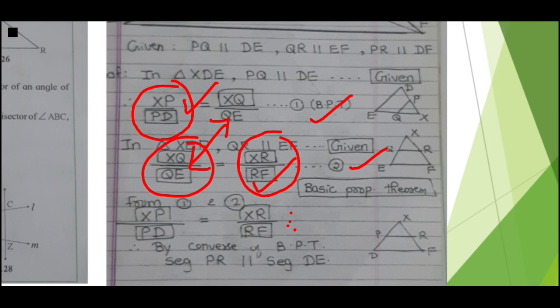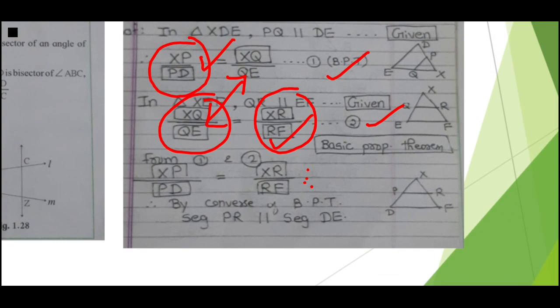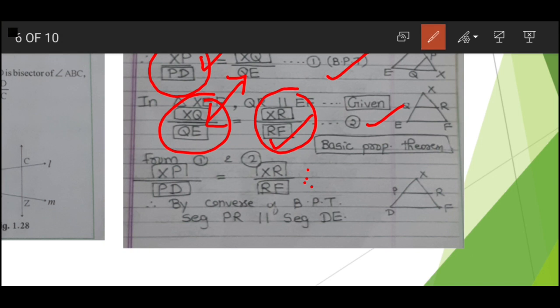Yes, that is, ratios are equal. These ratios are answers of what? These are answers of basic proportionality theorem. That means we can apply converse. Converse means what? We have to go in a reverse way. That is, if the ratios are equal, then we can say that the lines are parallel.